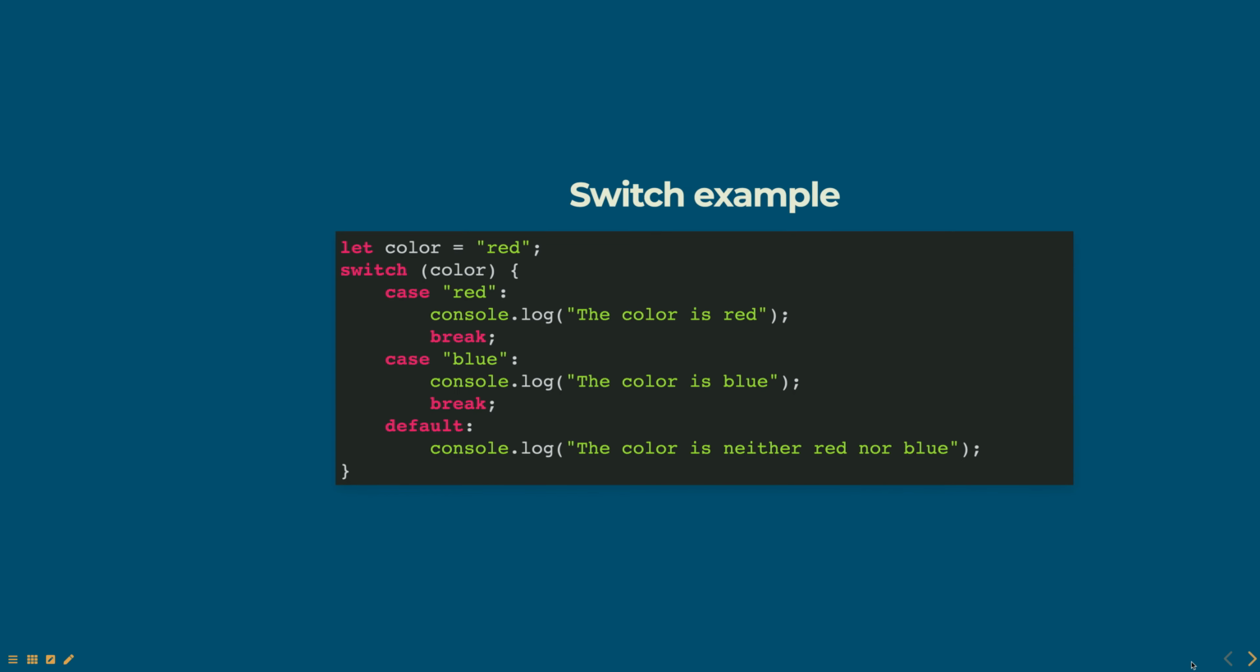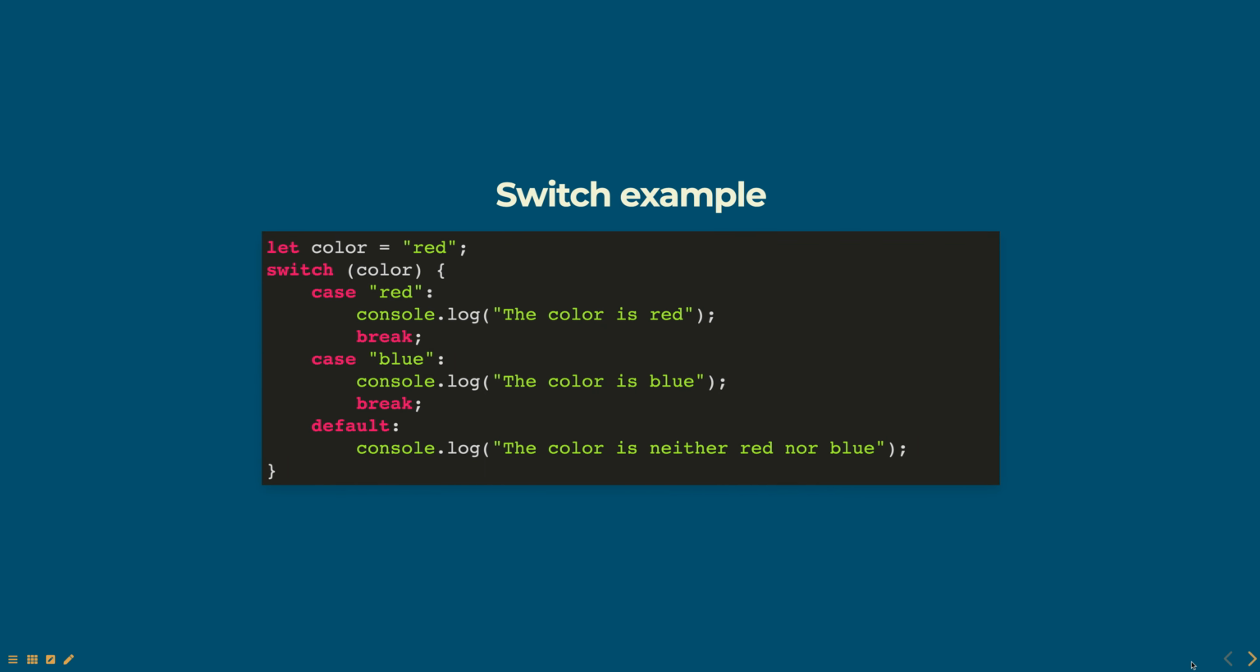For example, the expression is the variable color and it's evaluated to red. The code block following the red case will be executed and the message, the color is red, is printed to the console.